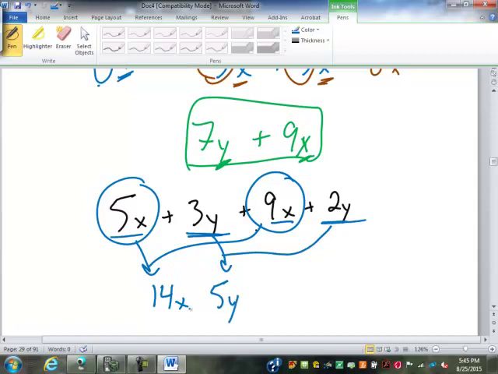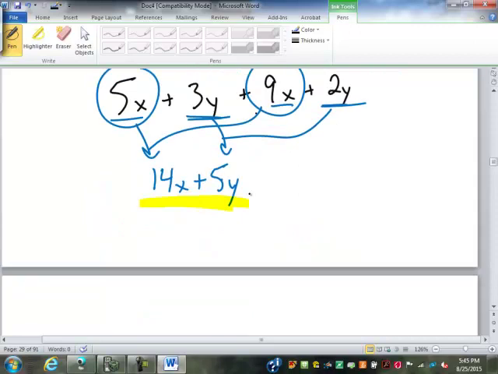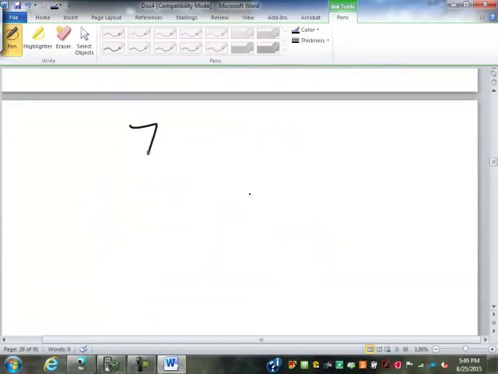5y. Now I have to be careful here right now. At this moment, there's something missing here. Can anybody tell me what it is? I need to connect those together somehow. I can't just have 14x and 5y sitting there. I have to have an operation. Since this is a positive 5y, we connect them with a plus. It won't always be positive.